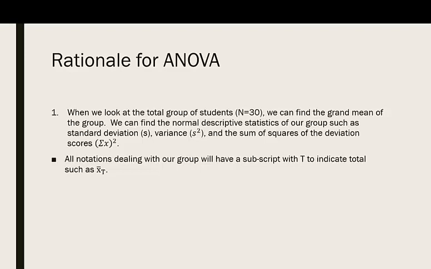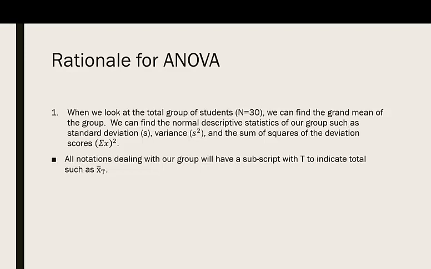So when we look at our total group of students, and this is our big N equals 30, we can come up with a grand mean for the whole group. We can still find normal descriptive statistics for our whole group, such as the standard deviation, the variance, and the sum of squares of the deviation scores. We can find all that for our whole group.